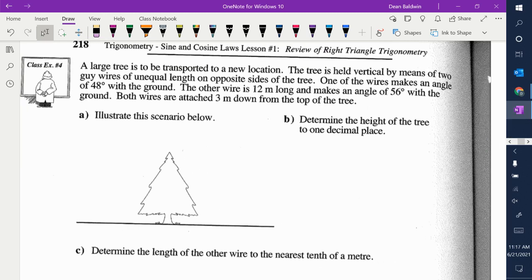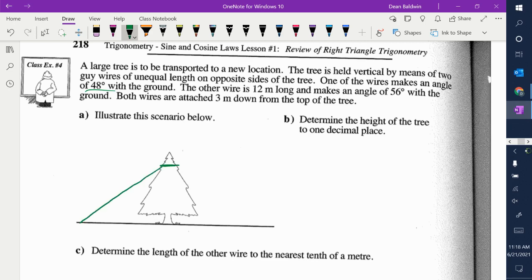Thing that kids like about Trig, or maybe they don't like about Trig, is it has all these applications, which means there's all these word problems. So we have a tree that is being held up by 2 wires. One of the wires makes an angle of 48 degrees with the ground. The other is 12 meters long and makes an angle of 56 degrees. Both wires are attached 3 meters down from the top of the tree. So they're not right at the top. There's 3 meters.